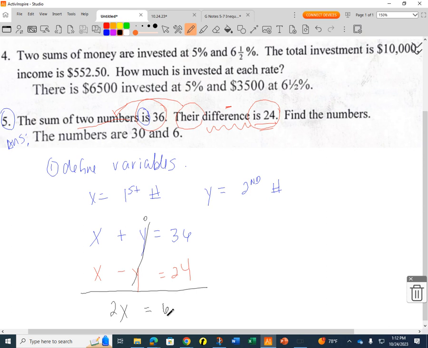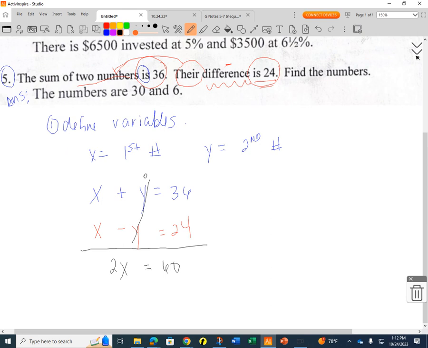So far, so good, Sam? Making more sense than you thought it was going to? Okay, so you got this one, you knew the answer to this one? Cool. So 2 times x equals 60, so now we're just solving for x. So now we know that one of the numbers is 30. So we know that x is 30.